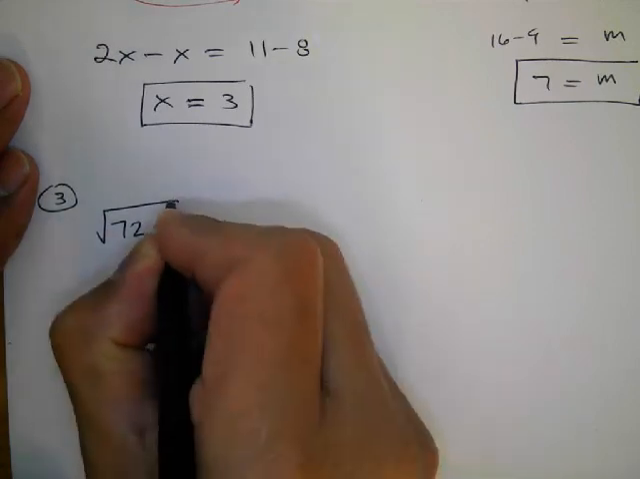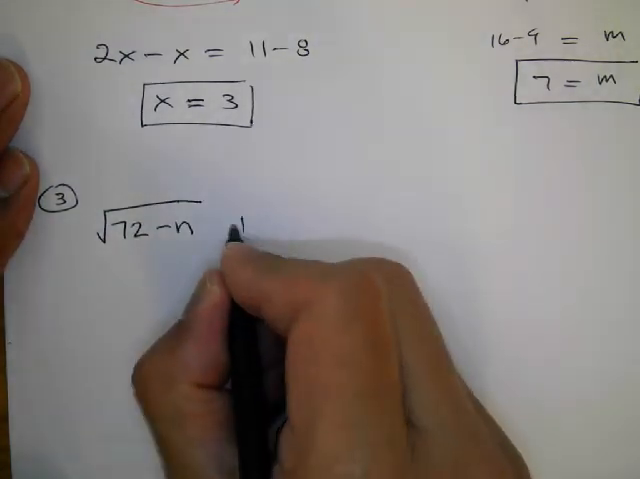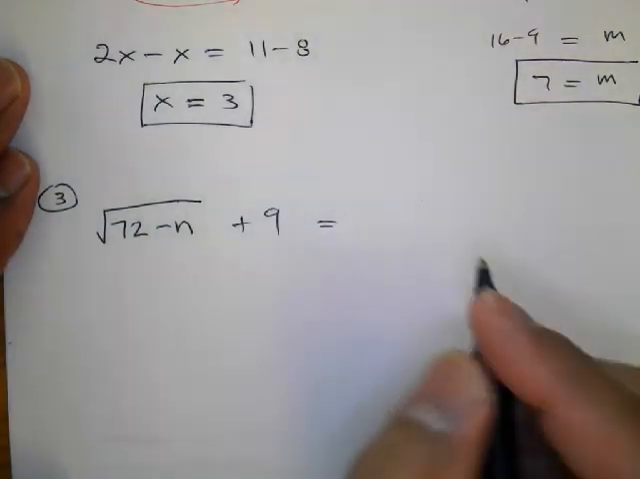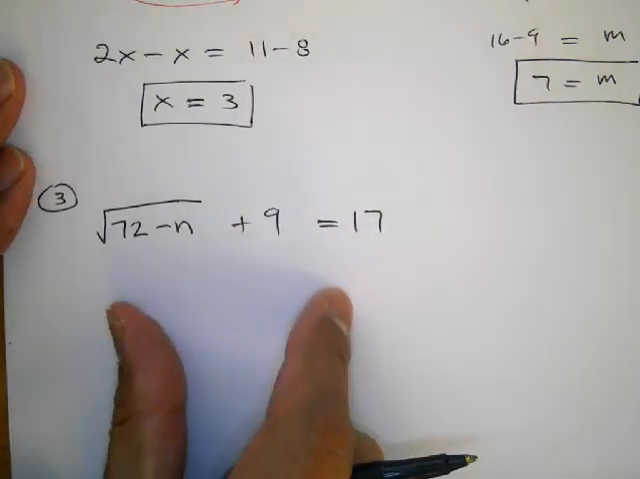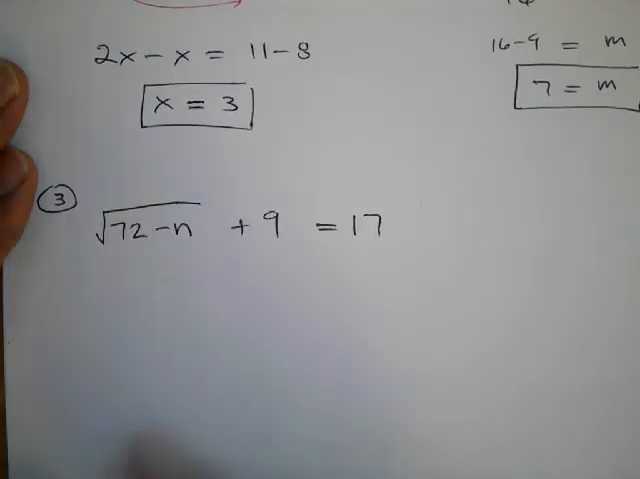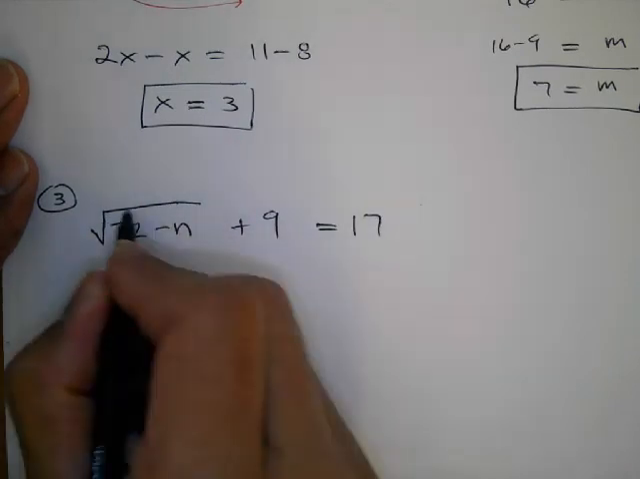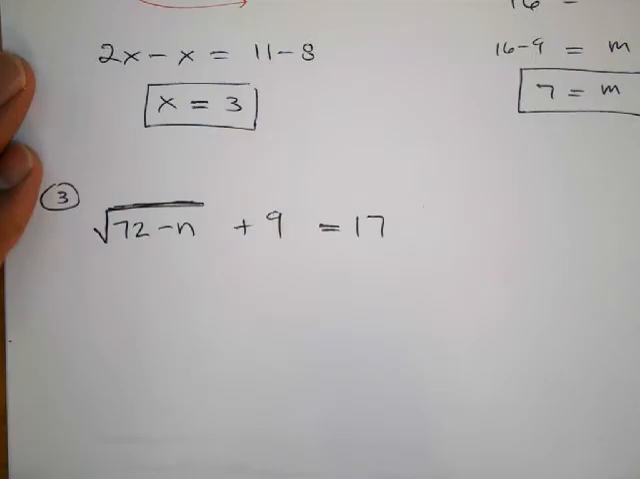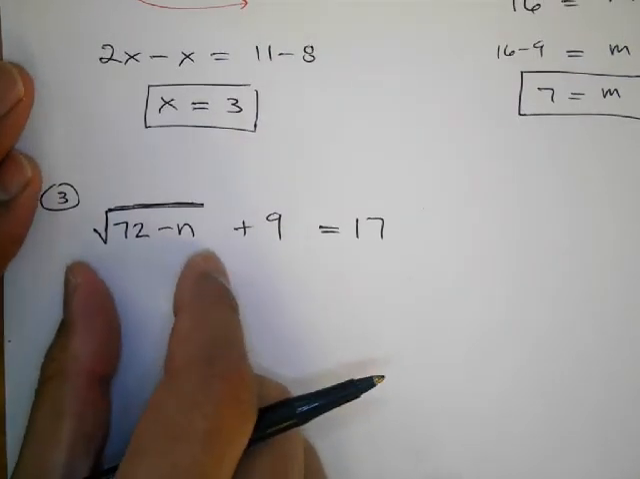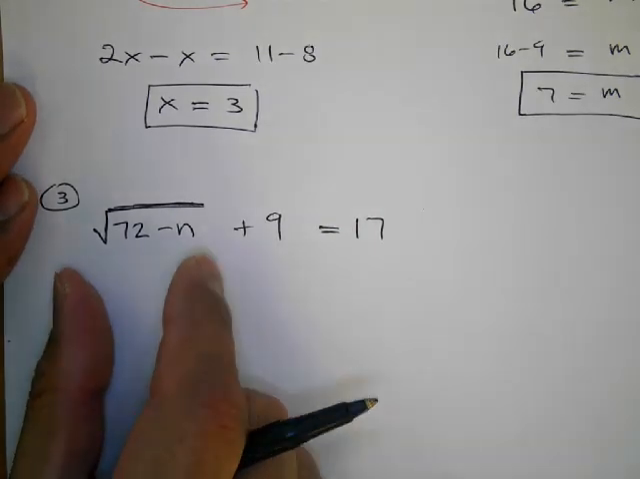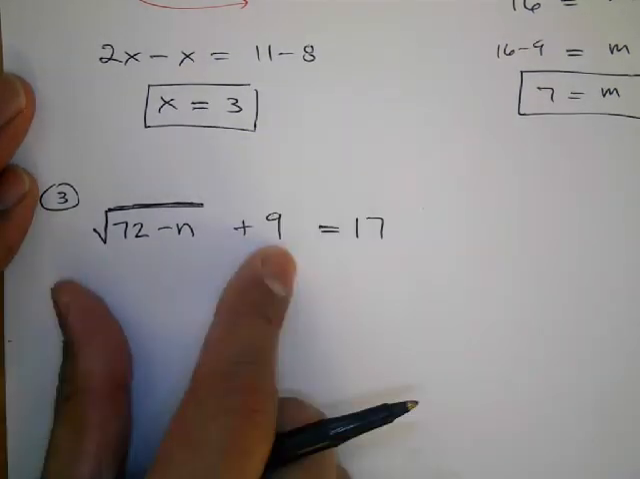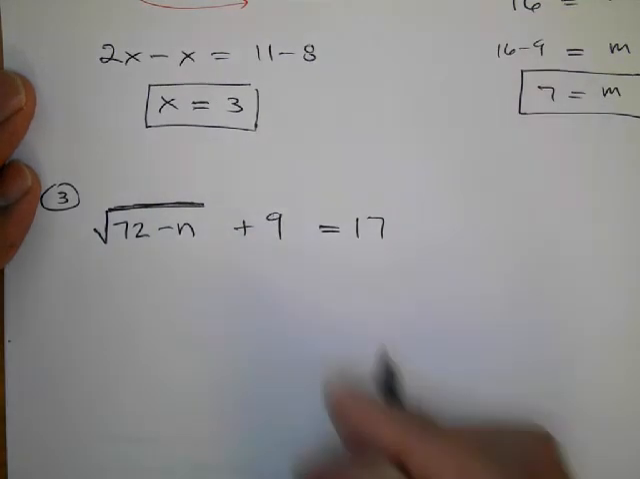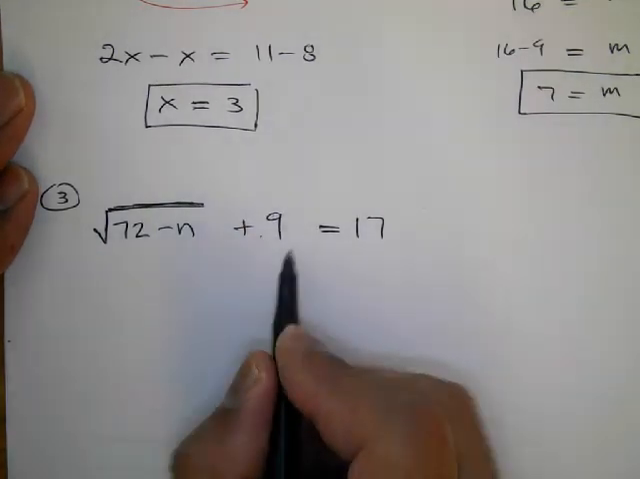The square root of 72 minus n plus 9 is equal to 17. See, now they're looking a little bit more intimidating, right? Again, what did I just mention a little while ago on the previous problem? The part that has the radical has to be alone on one side. I don't want this plus 9. You don't want to square both sides like this right now.